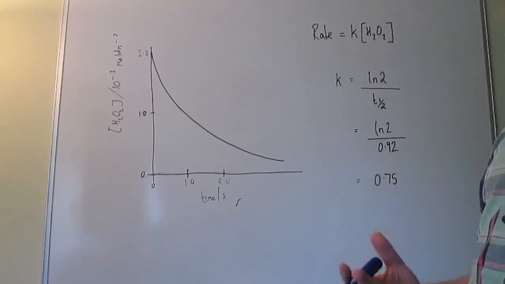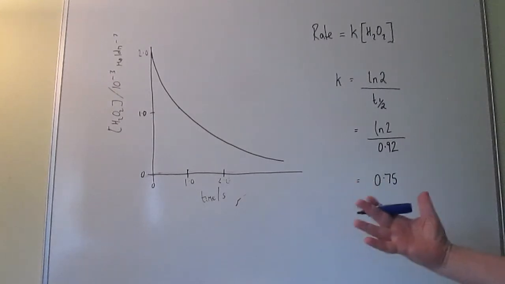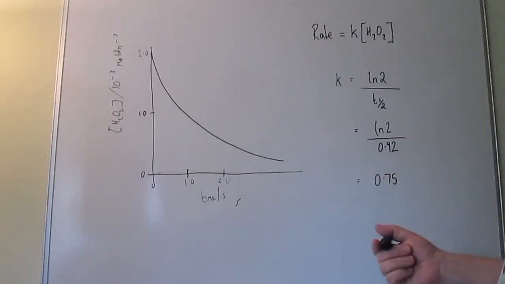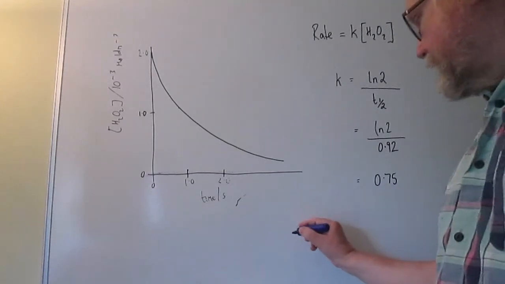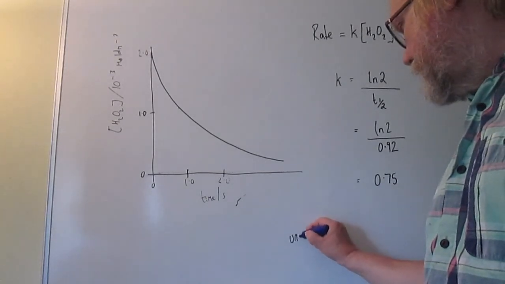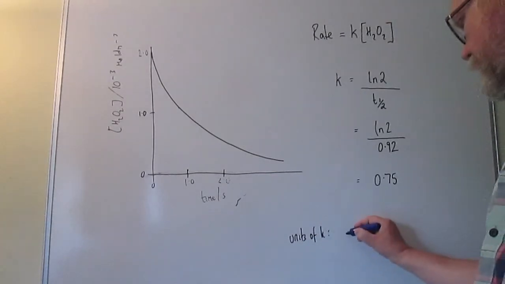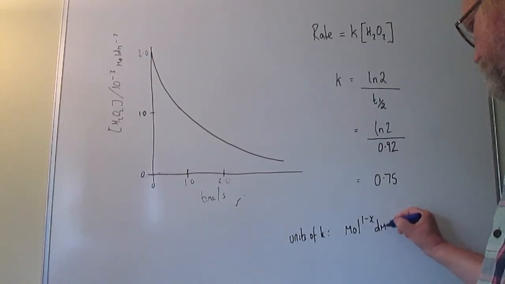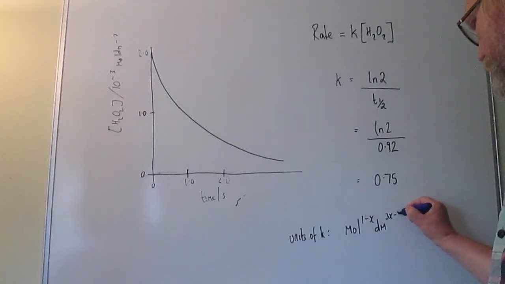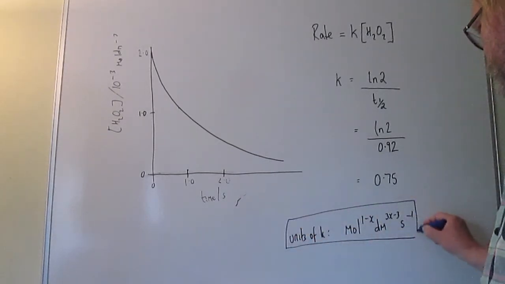Remember, it's going to have units, and for a first order reaction you may have learnt by now that the units work out as seconds to the minus 1, but it's important that you learn the general recipe. The general recipe for the units of k is moles to the 1 minus x, dm to the 3x minus 3, seconds to the minus 1. You need to learn that because it's extremely useful.